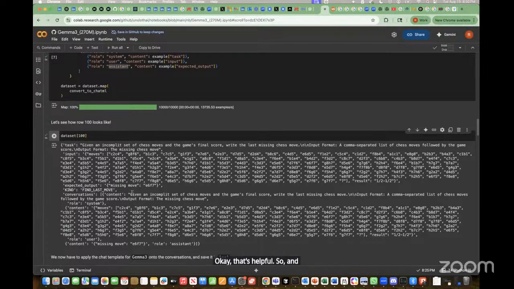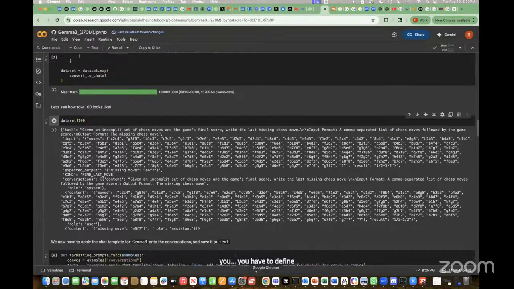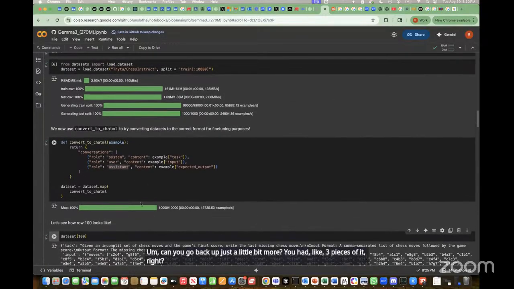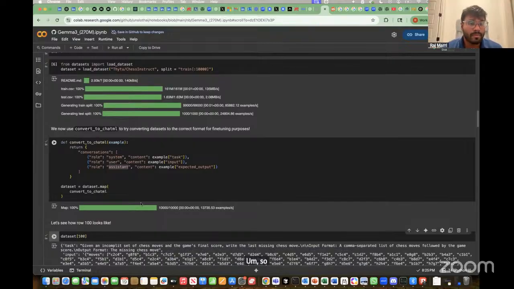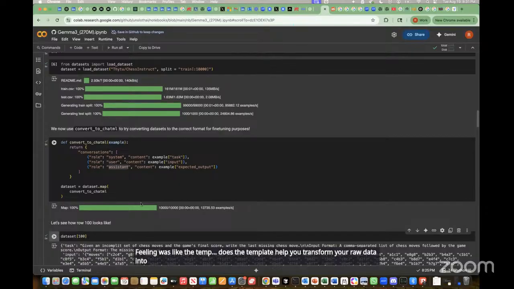One more question, a follow-up to that. You have to define this format, like you did. Can you go back up just a little bit more? You had three pieces of it, right? The task, the input, and then the expected output. So when you prepare the raw data, does it have to be in that format? There was a data set, then there was a template, right? My feeling was, does the template help you transform your raw data into the right format? What exactly is that template doing in that case?